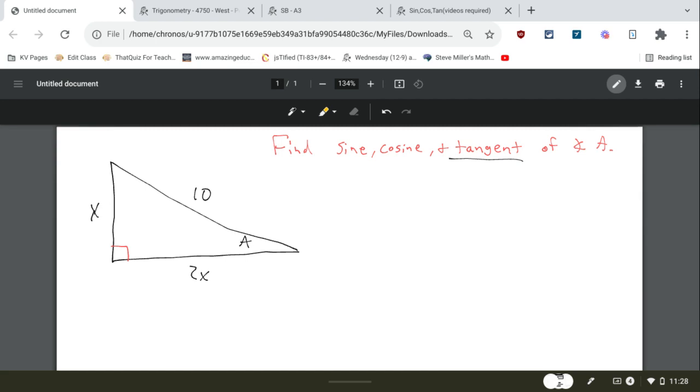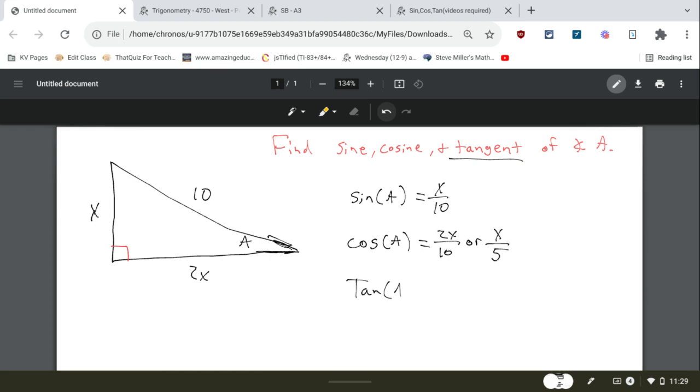It's kind of nice. So if I were to do the sine of A, this one's not too bad. It would just be opposite over hypotenuse. So that's going to be x over 10. Don't know what x is yet, but we'll figure that out in a little bit. Cosine of A is going to be the adjacent side to this angle, so that's going to be 2x over 10. And if you simplify that by 2, you're going to get x over 5.